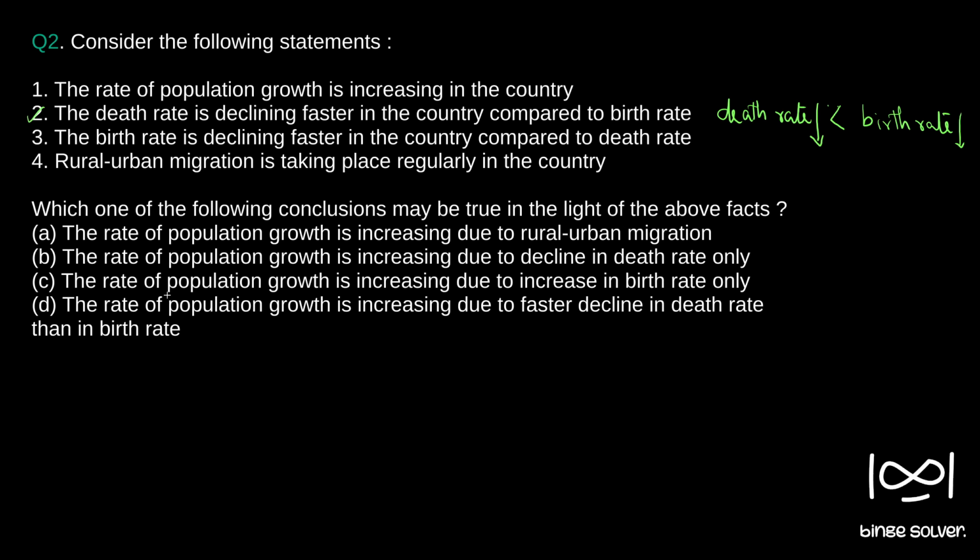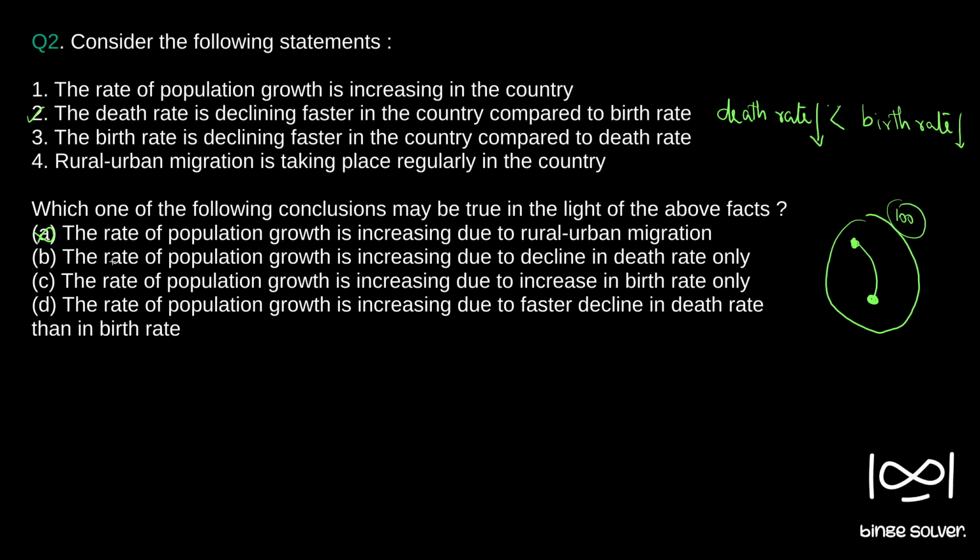Anyway, the conclusions. The rate of population growth is increasing due to rural urban migration, which is false, since rural urban migration does not change the population of the country. Say this is the country and it has 100 people, and 10 people move from rural to urban area within the country, the population still remains 100. The local population may change, but the population of the country doesn't change. So that conclusion is false.